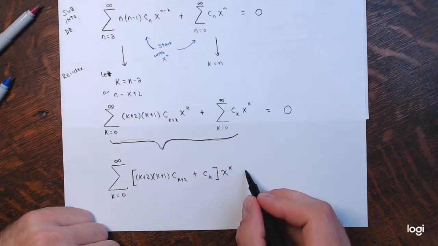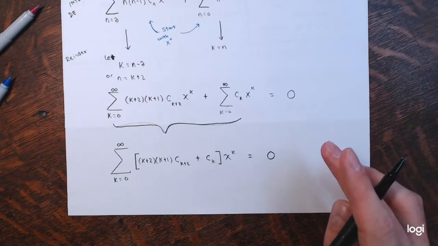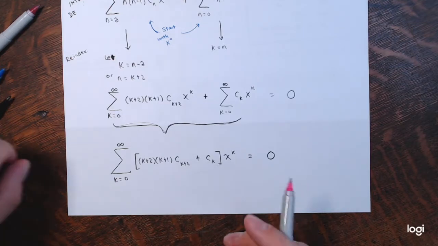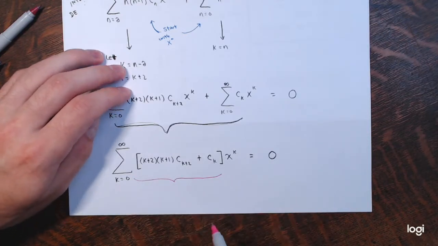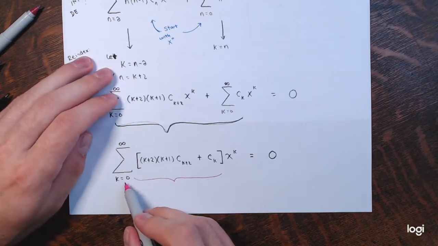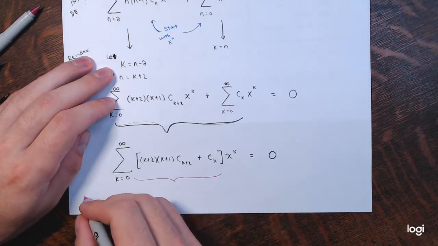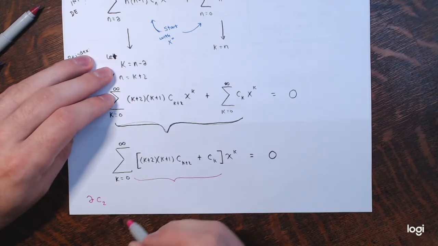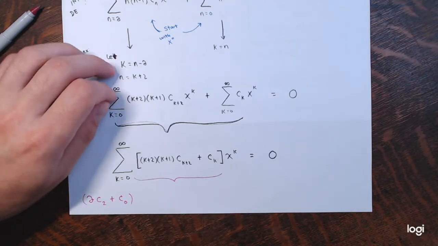And this is equal to 0. Alright, now this is just for the purposes of this video. You don't have to do what I'm about to do here. But now that I've got this left side as an expression involving a single series, I'll write out the first several terms here. Just take a look at what this looks like. So when k equals 0, it's 2 times 1, so 2 times c sub 2 plus c sub 0, times x to the 0.